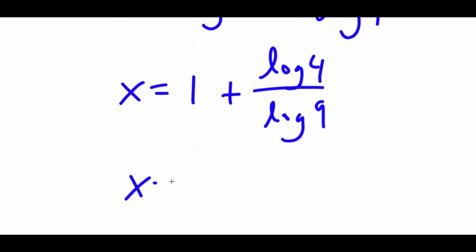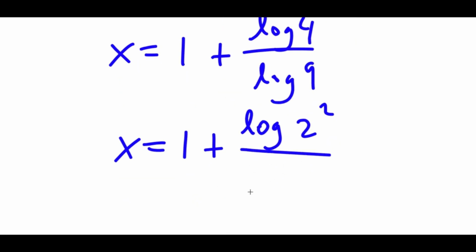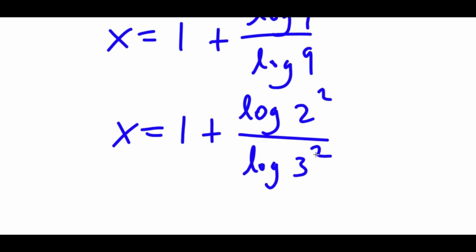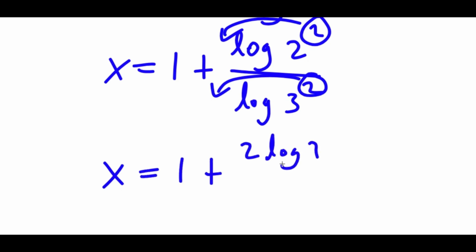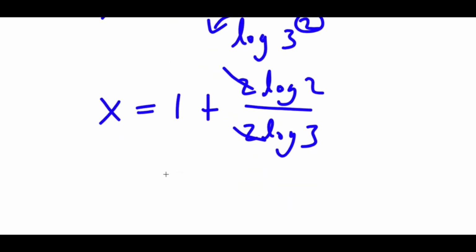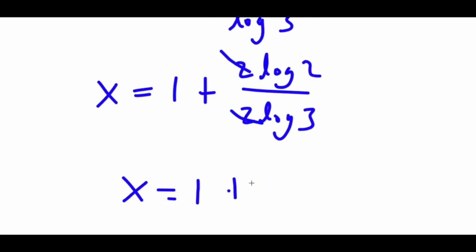And 4, that's the same thing as 2 squared. So I get 1 plus log of 2 squared over log 9. This is 3 squared, so log of 3 squared. And remember, if I have something in the form log a to the power of b, I can move b to the front. So now I have x is equal to 1 plus 2 log 2 over 2 log 3. These two 2's cancel out, so I get x is equal to 1 plus log 2 over log 3.